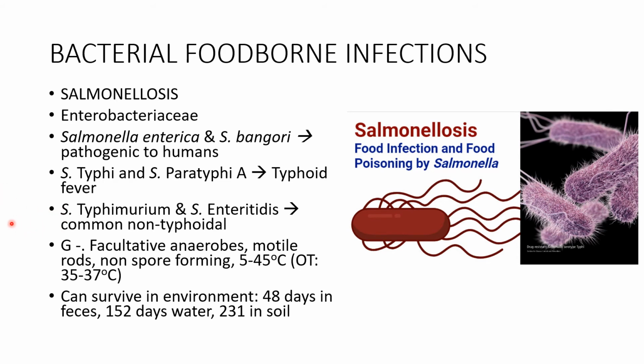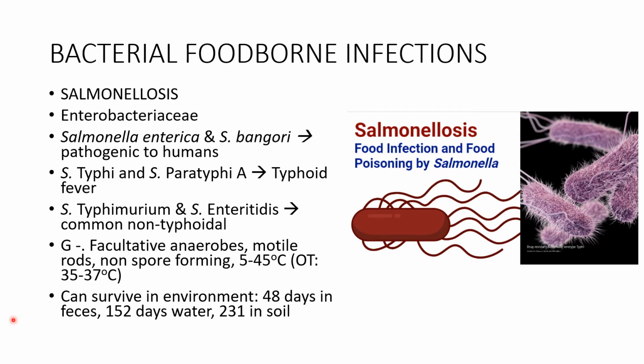However, for the purpose of this lecture, we will consider both typhoidal and non-typhoidal Salmonella. So these are gram-negative. They are facultative anaerobes. They are motile rods, non-spore forming, and they may survive at 5 to 45 degrees Celsius, but their optimum temperature is 35 to 37, so normal body temperature, because again, these are pathogens of mammals, or not only mammals, of animals rather.